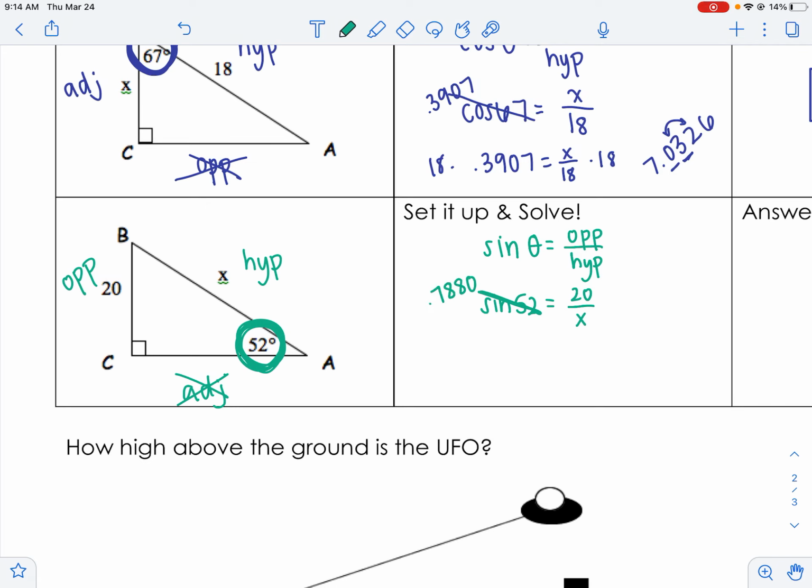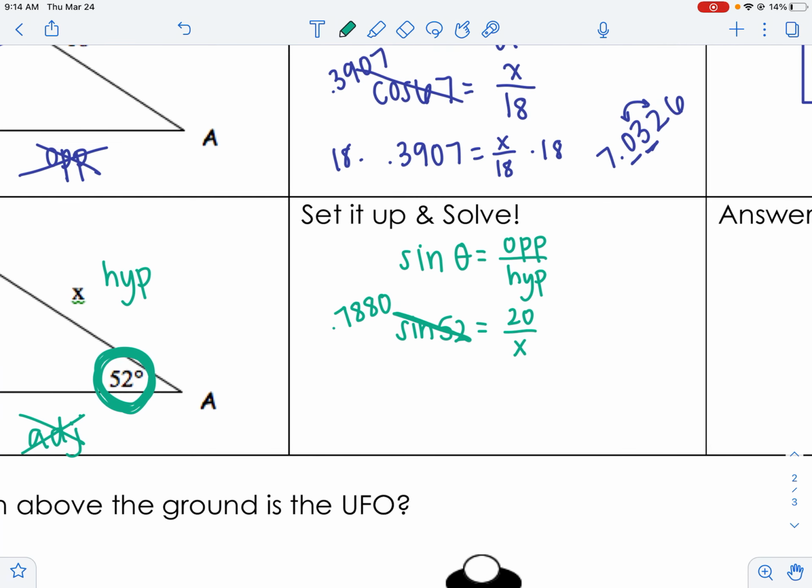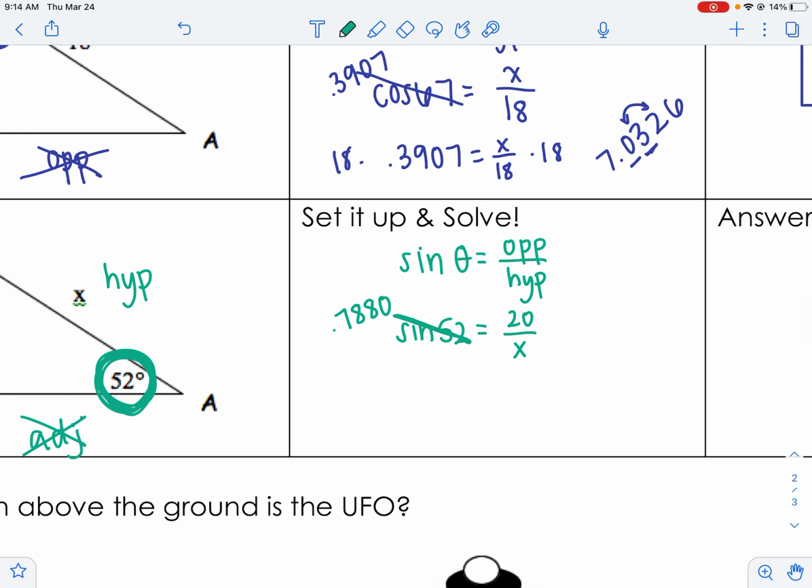If you found it correctly, that would be 0.7880. And now x is in the denominator, so I have to be careful. Well, when x was up high, I multiplied. Now that x is changing spots, I'm going to divide. And the way I'm going to divide is I'm going to swap out my decimal for x. So I need to be really careful.